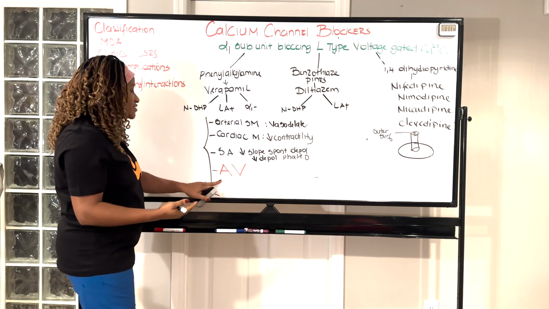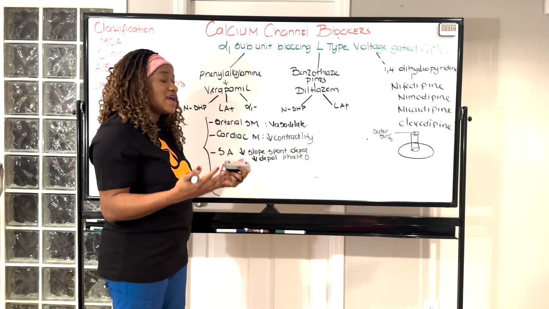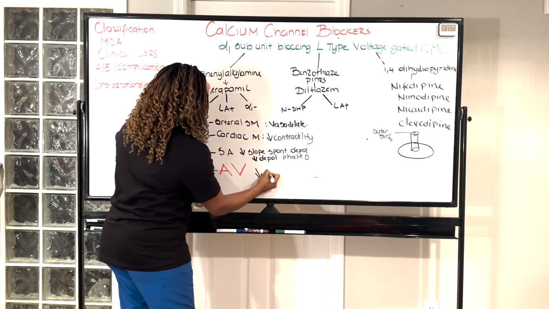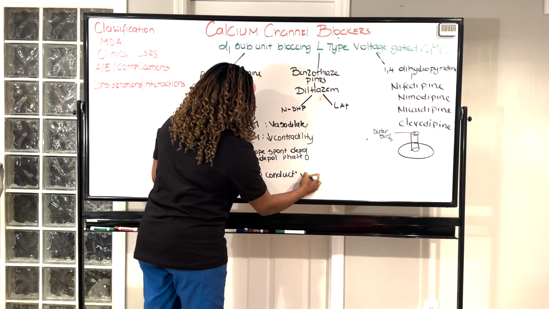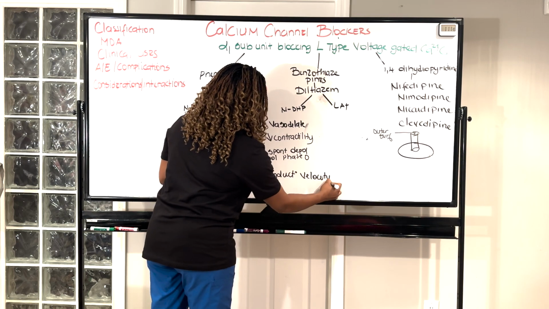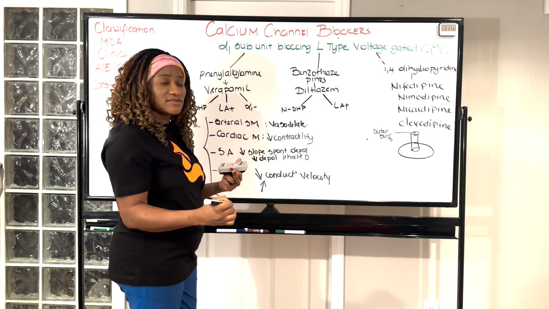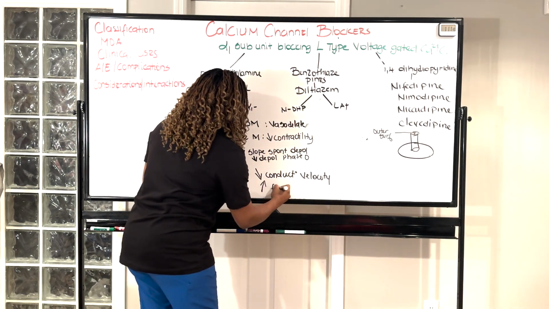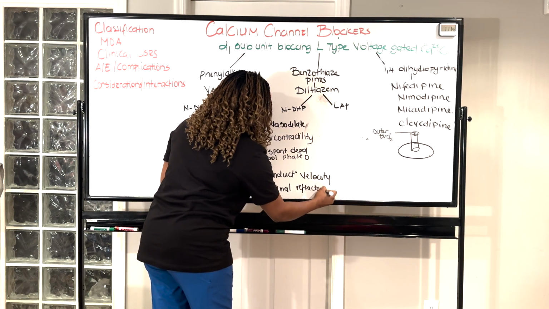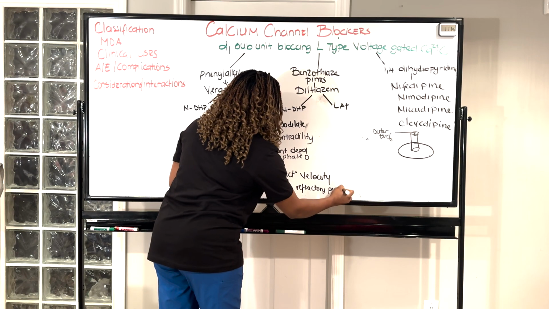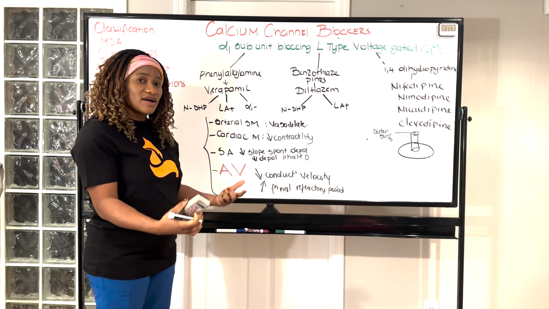And at their preferential site, the AV node, they're going to slow the conduction velocity, decrease conduction velocity, and increase the refractory period, the functional refractory period. Remember, the refractory period is when the heart is resting. So if they increase it, it gives more time for the heart to relax.